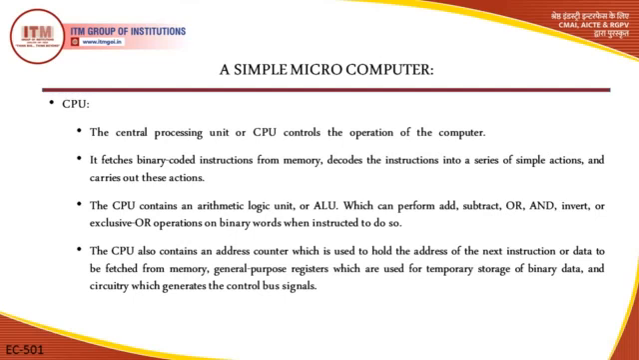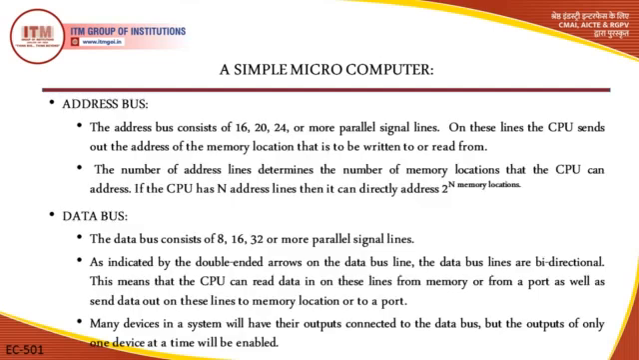So this is a general purpose register which works as a program counter, and there are some general purpose registers which are used for temporary storage of binary data, and some circuitry which generates the control bus signals, that is the control unit. All these sections are connected to the three types of buses: address bus, data bus, and control bus.